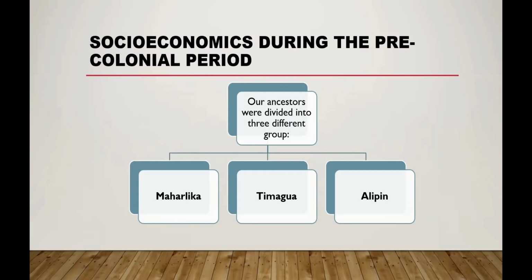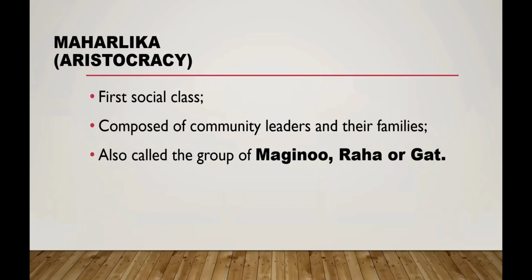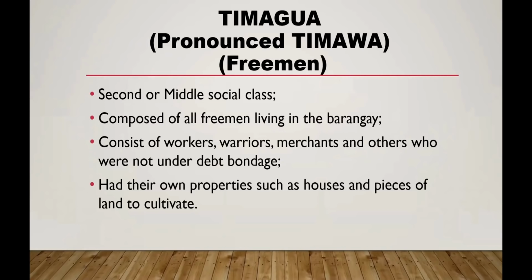Now, our ancestors were divided into three different groups. We have the Maharlika, Timawa, and Alipin. When we say Maharlika, we are talking about those people who belong to the aristocracy, or kumbaga ba, those people who are rich. So they are the first social class. They are composed of community leaders and their families, also called the group of Maginoo, Raha, or Gat.